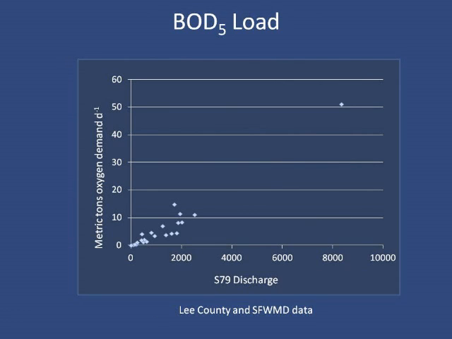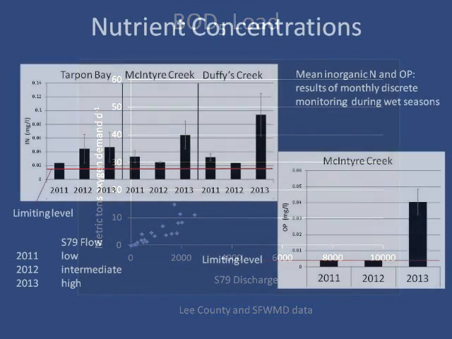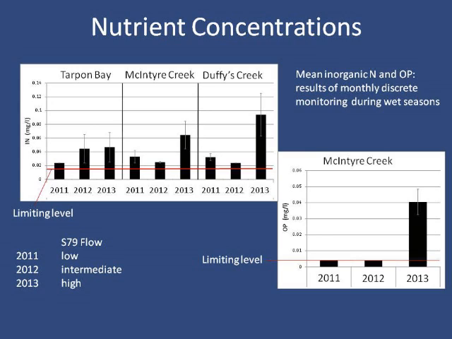This is BOD, the oxygen demand of the water itself as it comes in through S79. And these nutrient loads contribute to increased concentrations above the limiting level for phytoplankton algal growth. This is changing every year based on the water flows. When we have a high flow year, levels of nutrients around Sanibel near the Pine Island National Wildlife Refuge get to be too high to keep phytoplankton growth under control.